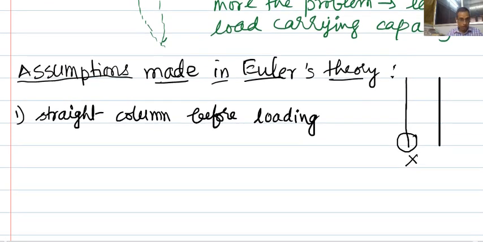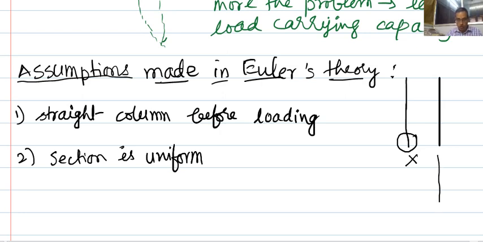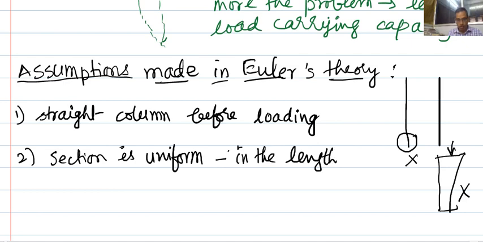Okay. The second important assumption we are making is the section is uniform throughout the length. That means you cannot use a column something like this. If this is a column and I put a load like this, our theory will not work for this. Section is uniform throughout the length, right. So, this theory works only for the uniform section of the column.